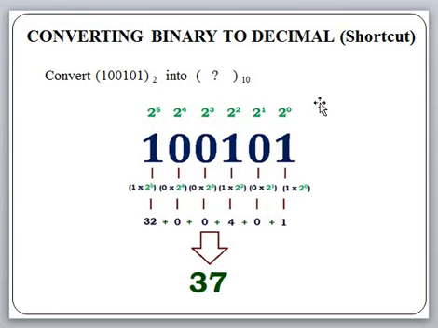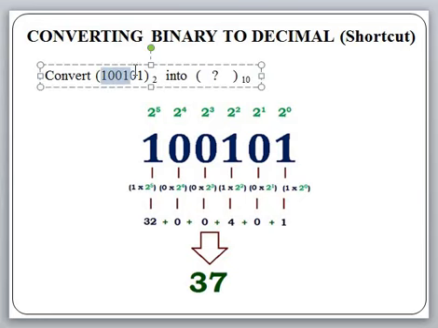Now the other way of doing this, a shortcut, is like this. Let us consider a value, 1 followed by 0 0 1 0 1. To obtain its equivalent in decimal, it is not required to do the manipulation like I described. You know that it is 1 multiplied by 2 to the power 0.